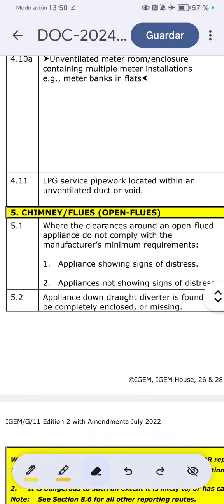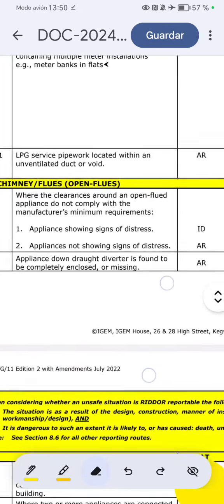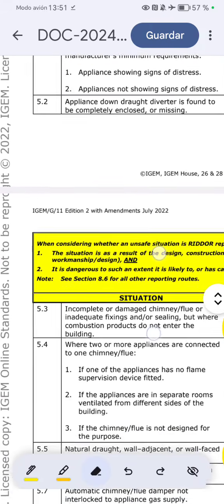Okay, so there's a 2 as well. Appliance is not showing signs of distress. Not. So you got yes and not. So I'm going to say one's ID and one's at risk. Okay. And then this one, appliance downdraft diverter is found to be completely missing. I'd say at risk. I'd say ID, at risk, at risk. Signs of distress is ID. Yes. Okay. I sort of cheated a bit on this one here because it came off when I deleted one.